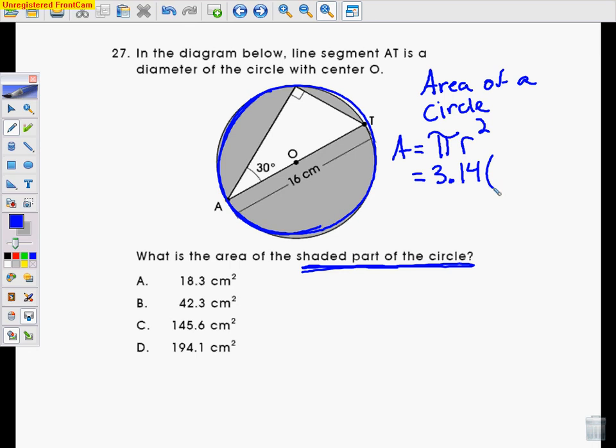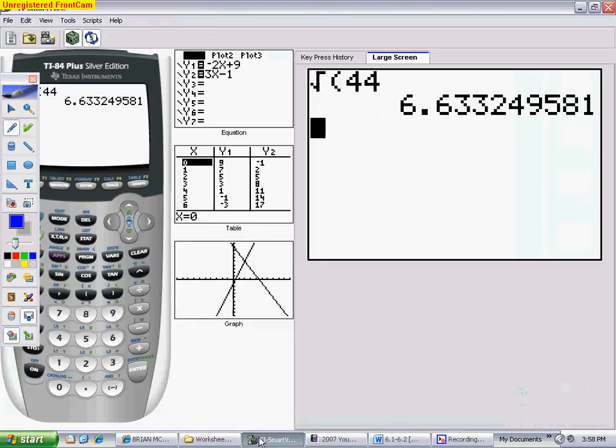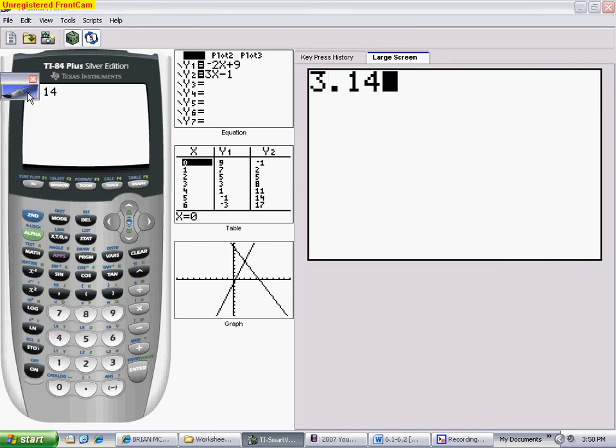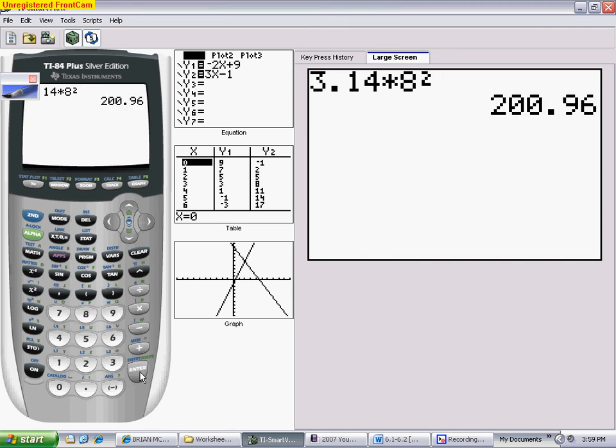Well, the radius is actually from here to here, right? This is the radius from the center to the edge. So it's not that whole 16, it's just 8. Pi times the radius squared. Don't forget that squared, that's important. Okay, so let's go ahead and type that in our calculator. 3.14 times 8 squared. And we get 200.96.